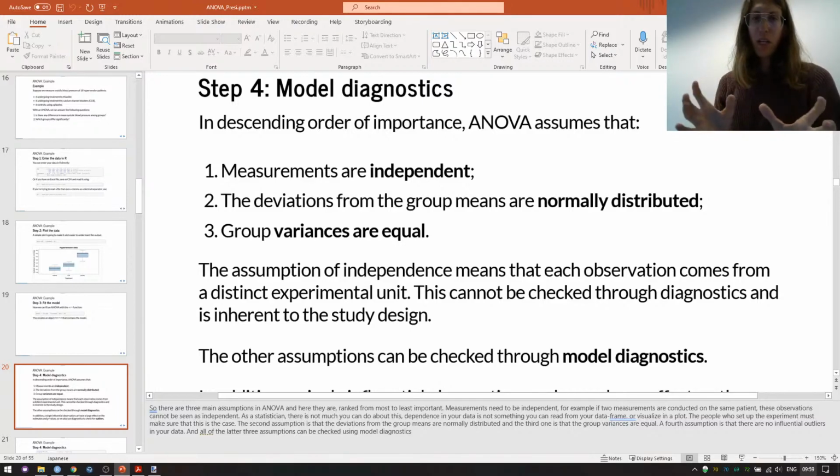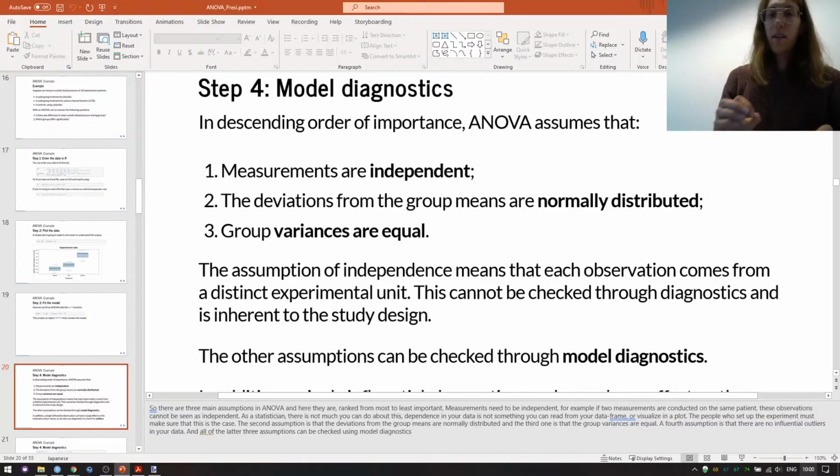If measurements are independent, that is also always a bit tricky, because as a statistician, you can never really be sure if measurements are truly independent if you only get the data set. So that is really something that you have to take into account when you're setting up your experiment. So that requirement just has to be met.